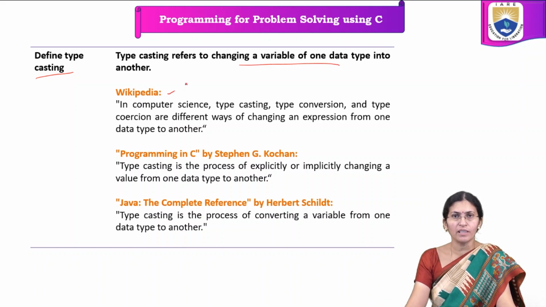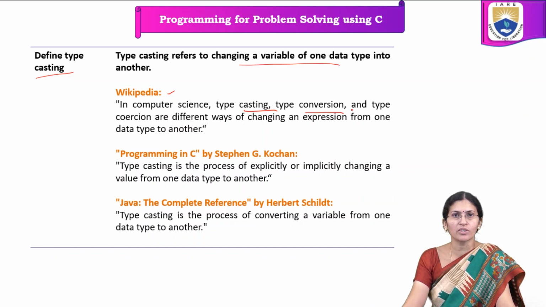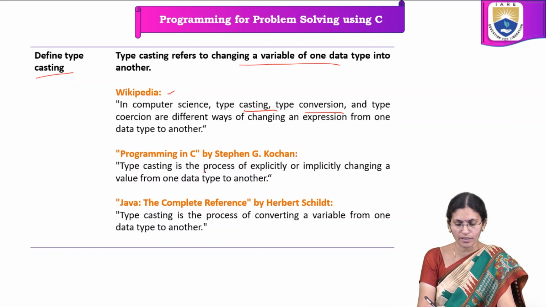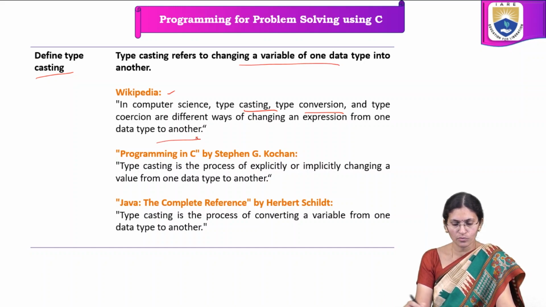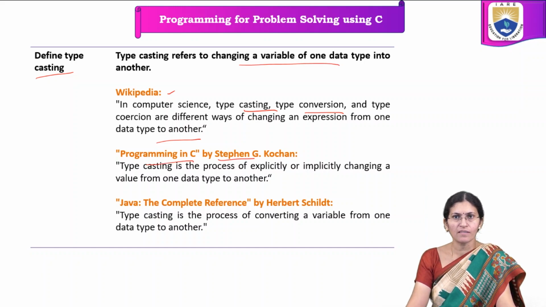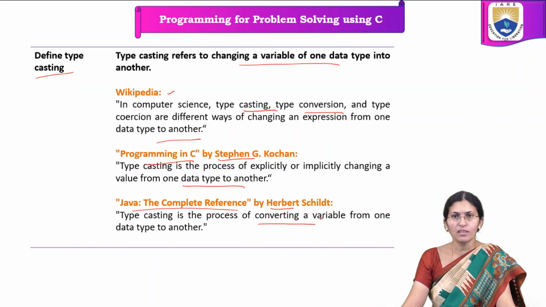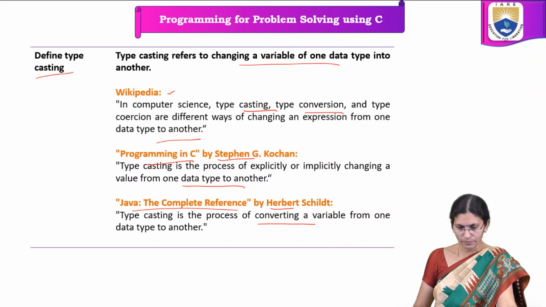According to Wikipedia, in computer science, typecasting, type conversion and type coercion are different ways of changing an expression from one data type to another. According to Stephen, in the book titled Programming in C, typecasting is a process of explicitly or implicitly changing a value from one data type to another. According to Herbert, in the textbook titled Java, the Complete Reference, typecasting is a process of converting a variable from one data type to another.